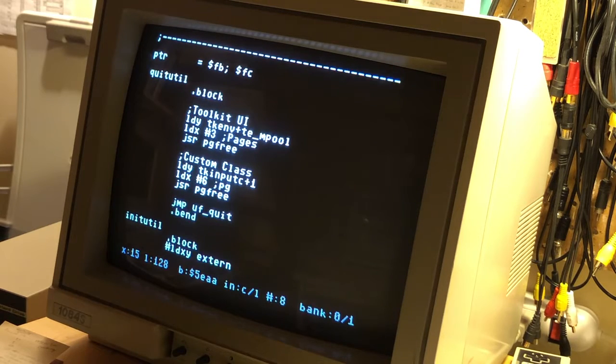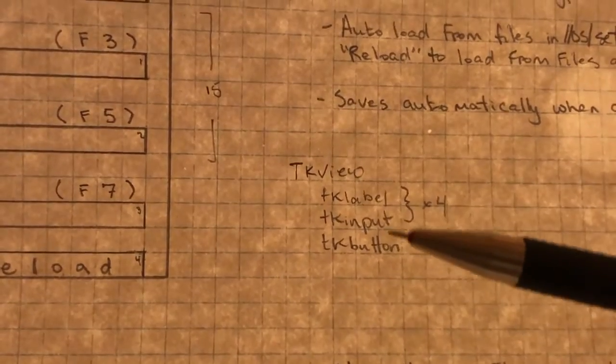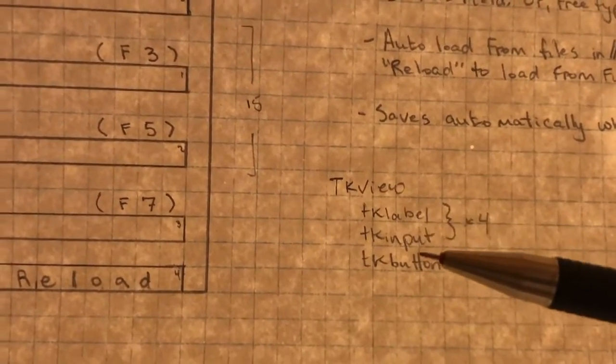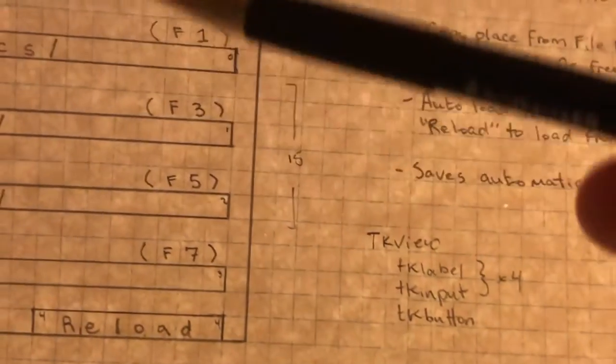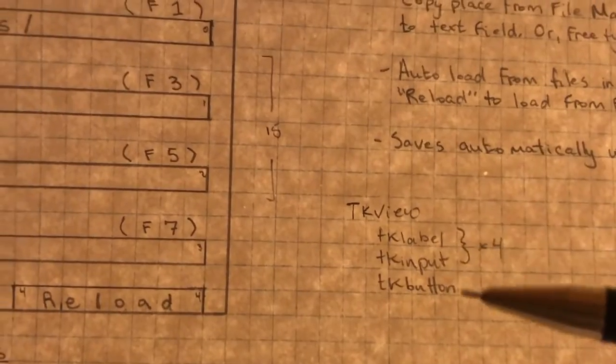Okay, so this is a remarkably simple hierarchy, right? We have a view, and then nested inside the view, we have a label and an input, and of course that's times 4 because we got 4 of those, and then we have a button down here in the corner, and so that's it, right?